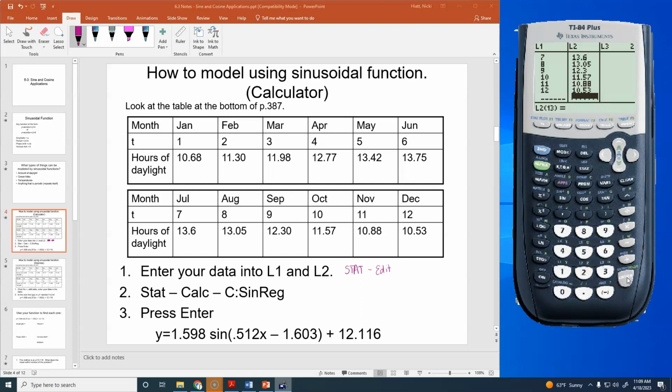And one wrong number will ruin your data on here and make everything wrong. So I suggest looking back through and make sure that you've got all of your numbers right.